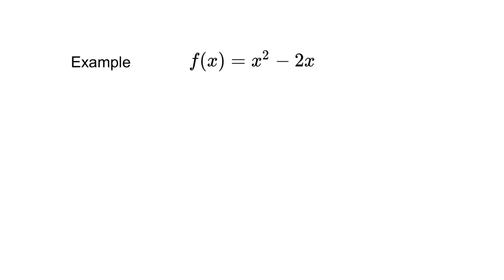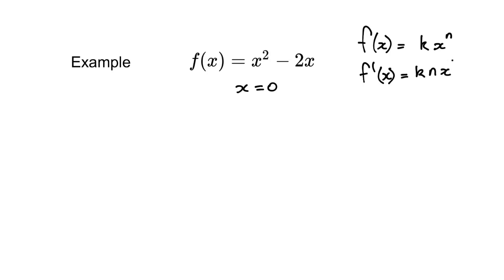Now we're going to find the instantaneous rate of change for this function, x squared minus 2x, at the point when x is equal to 0. So we know our derivative rule, and that is a polynomial, so f of x is equal to k, which is just an integer, x to the n, which is another integer. So then our derivative f prime of x is going to be equal to k n x to the n minus 1.